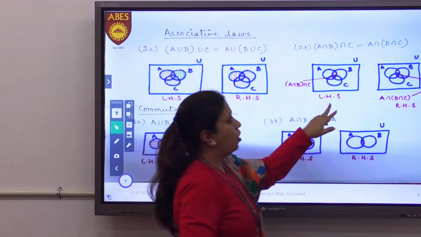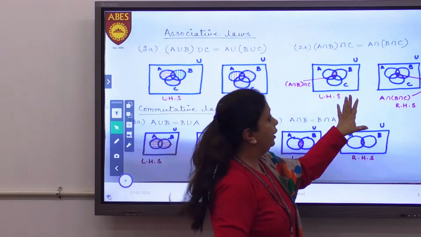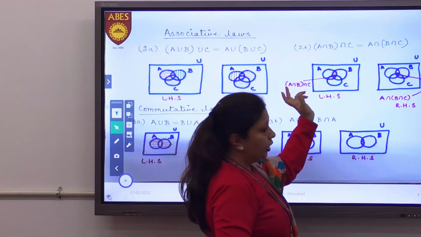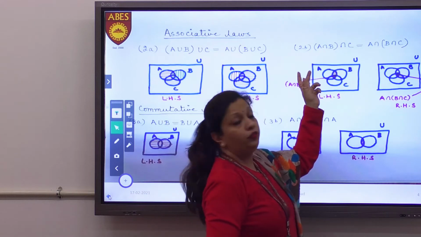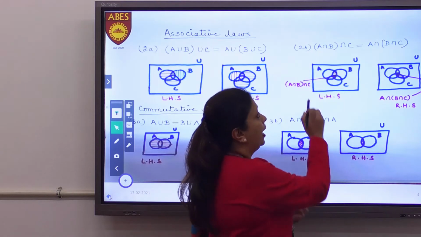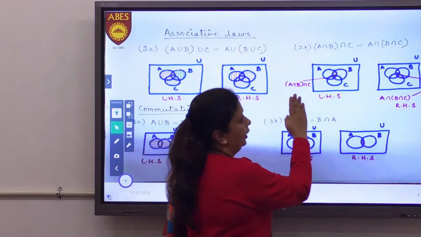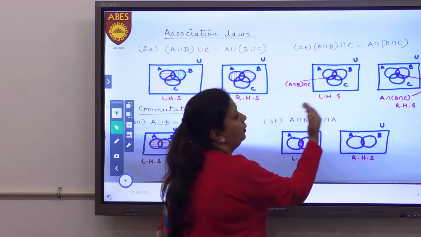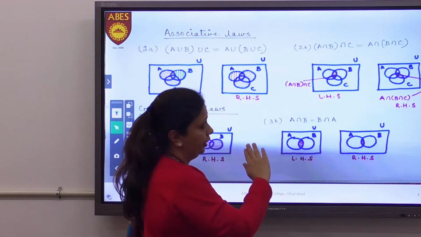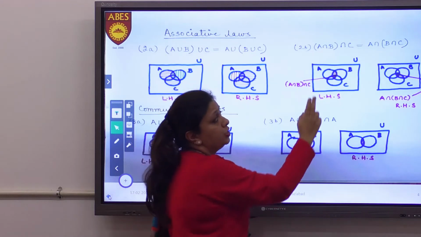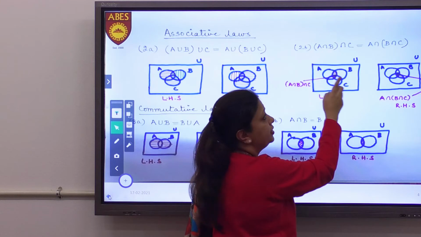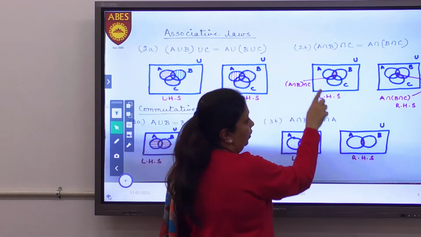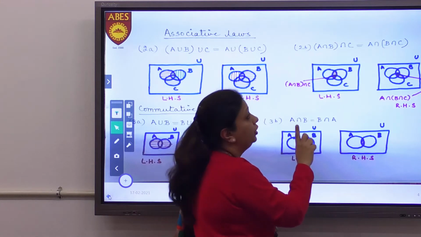Now associative law has been verified for the intersection operation. So what does it say? It says that if I have two sets A and B and I apply intersection operation and then I take its intersection with the third set C, it will be same when I take the operations as B intersection C and then its intersection with A. Again, we have verified it using the Venn diagram.